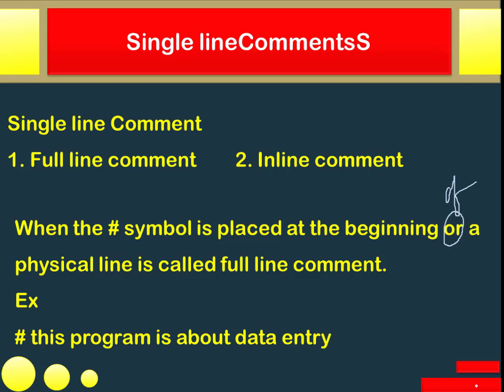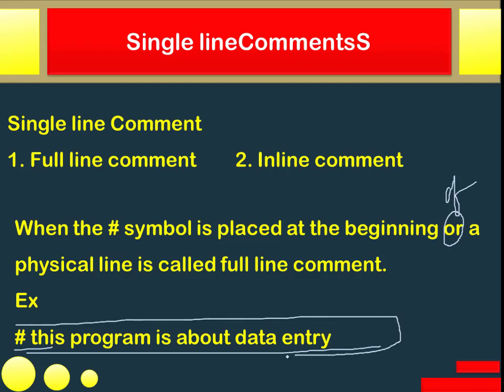So when this hash symbol is placed at the beginning of a physical line, what is a physical line? Whenever you write code, what you see on the screen, that line is called a physical line. At the beginning of the physical line, we call this a full line comment. The hash comes at the beginning of the physical line.